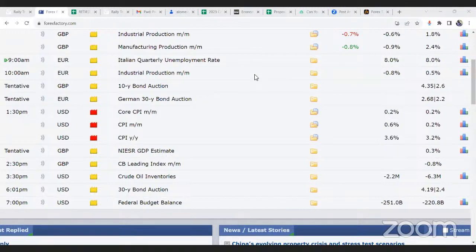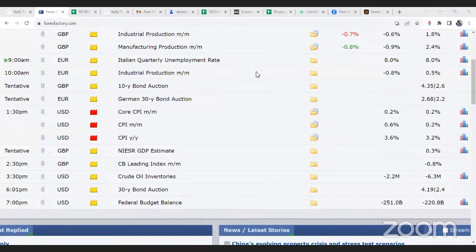There's a high chance that the dollar will fall. And what does that mean? If the dollar falls, that means EUR/USD will buy, GBP/USD will buy, US 100 will buy, US 30 will buy, US 2000 will buy. You understand? Because the dollar is going to be weak.